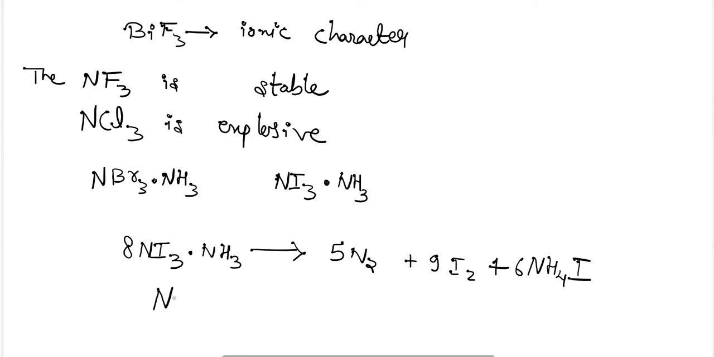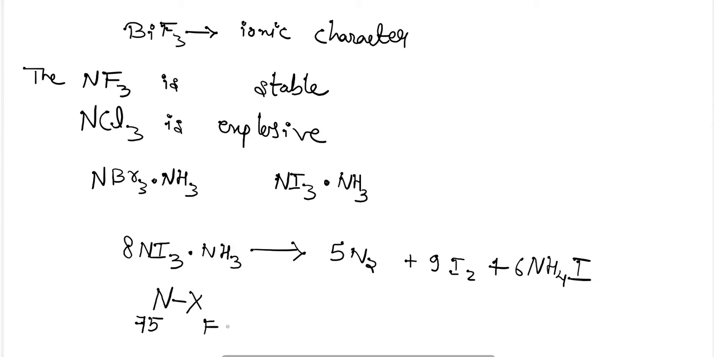NCl3, NBr3 and NI3 are unstable because of the presence of the N-X bond, which is very weak due to the large difference in size, that is, N is very small and X is larger in comparison. But in case of fluorine, we will see that nitrogen and fluorine have about the same size.